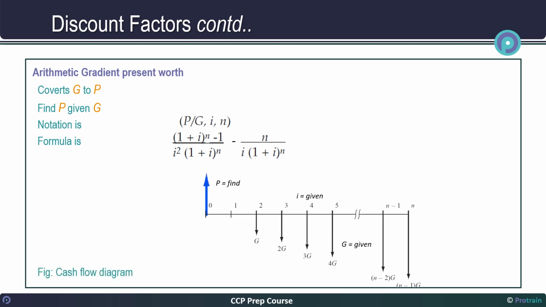The figure now shown on the slide shows cash flow for arithmetic gradient present worth factor. The cash flow shows that we have to find P when G is given. With this we complete our discussion on discount factors. In the next slide we shall learn how to read interest tables.